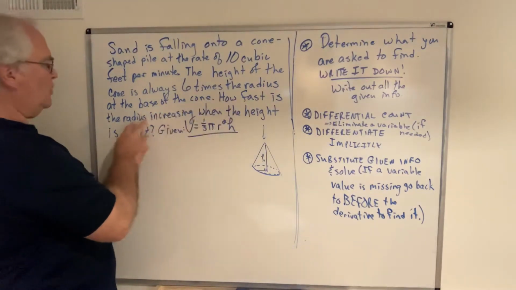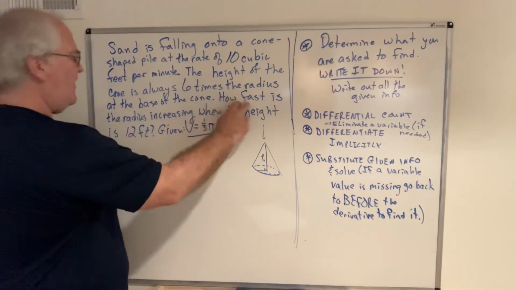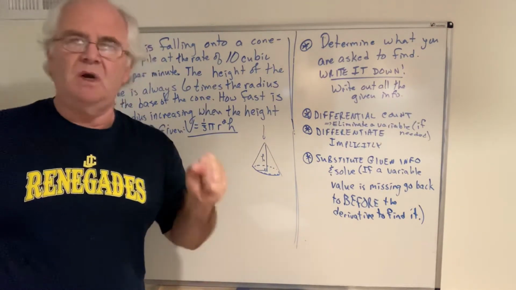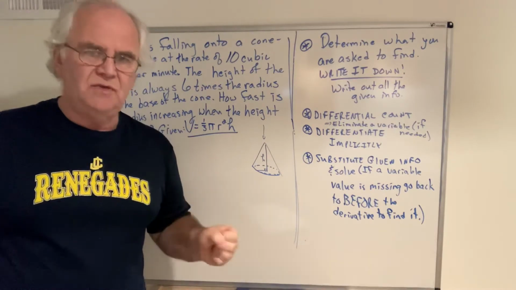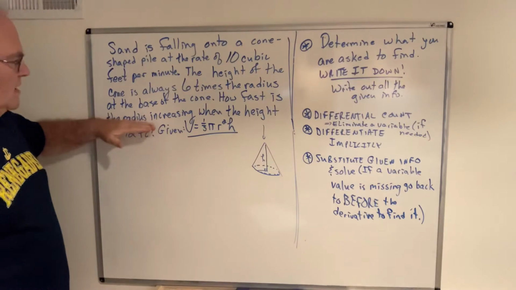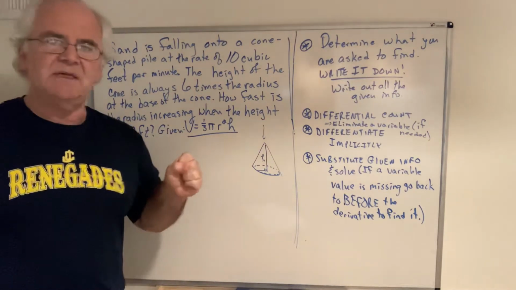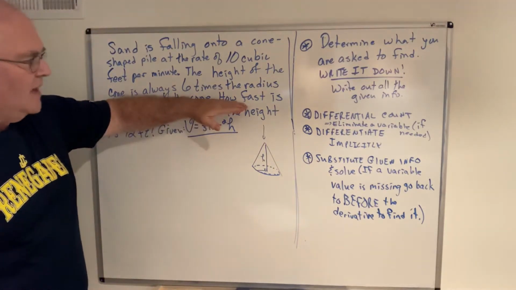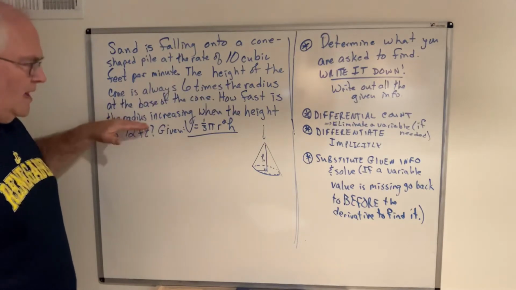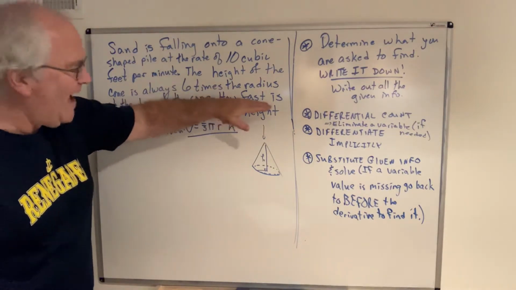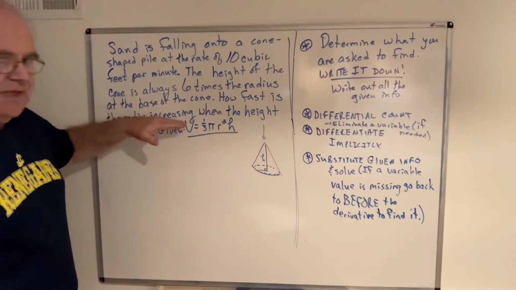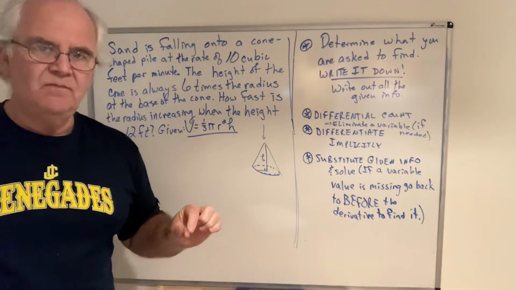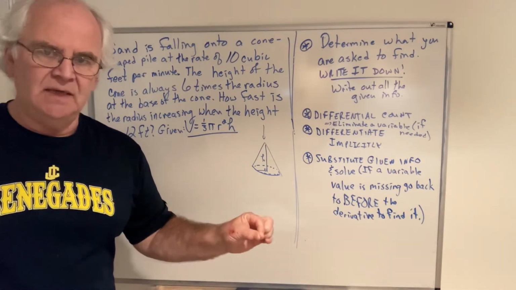How fast is the radius increasing? Notice, this is extremely important. This is one of the most common errors. Don't do this. Students read this and they say, what are you asked to find? They will say you're asked to find the radius. Wrong, wrong, wrong. It doesn't say what is the radius. It says how fast is the radius increasing. How fast is it changing? We're asked to find the rate of change of the radius.